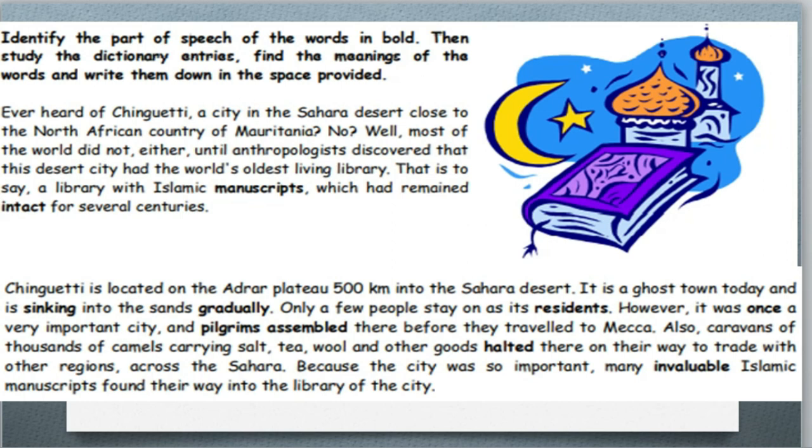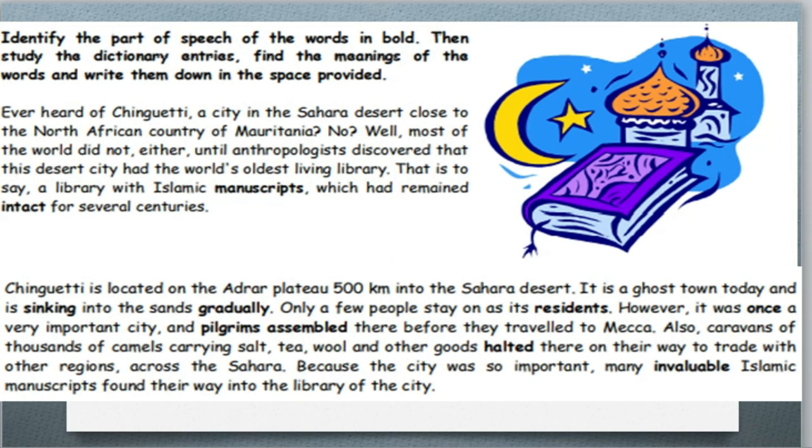So, the first one is manuscripts. Okay, that is to say, a library with Islamic manuscripts. Here, we can understand that manuscripts is a noun because it is just after an adjective, Islamic. We will focus on the meanings later. I will show the dictionary entries for that later.